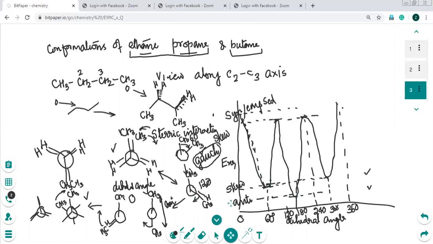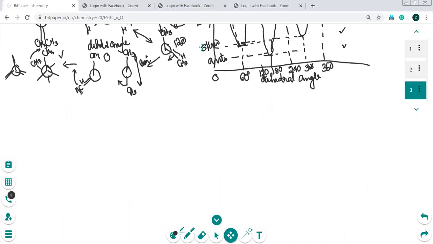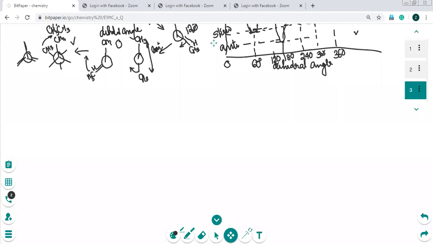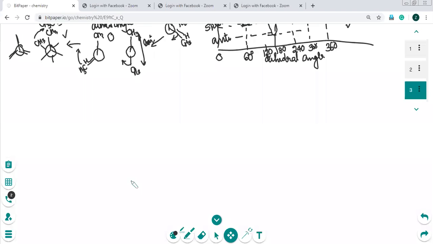Let us now look at the most important study on conformation in organic chemistry, where people play a lot with cyclohexane. Now you know what cyclohexane is. Cyclohexane has 6 carbons. And remember, this molecule is not planar. It exists in a chair form.